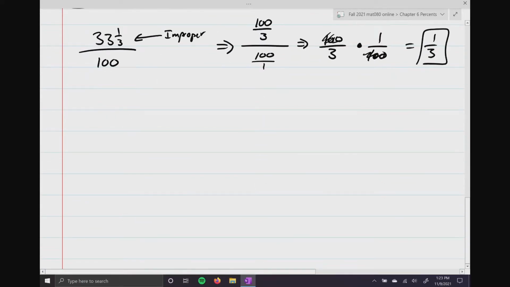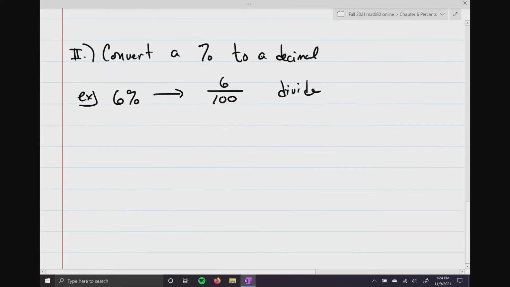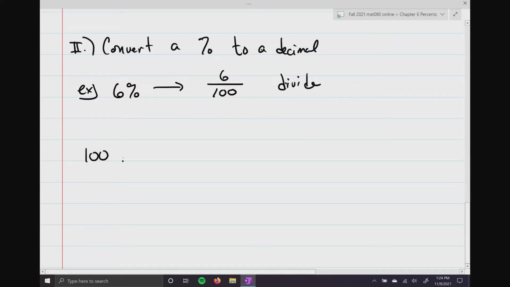Now what we're going to do is convert a percent to a decimal. So for example, let's say we start off with 6%. Okay? Well, technically, here's what's happening. You have 6 over 100, all right? And then you need to divide. Okay? So if you remember how to divide this, I'm going to do it the old school way. We can use long division.